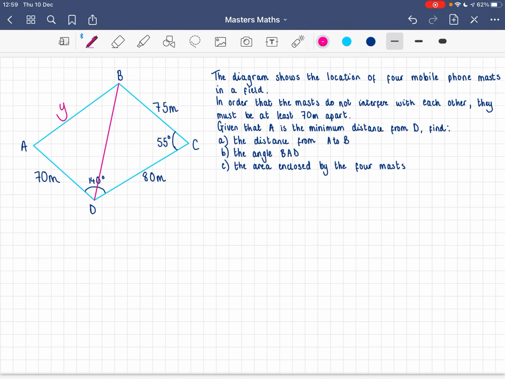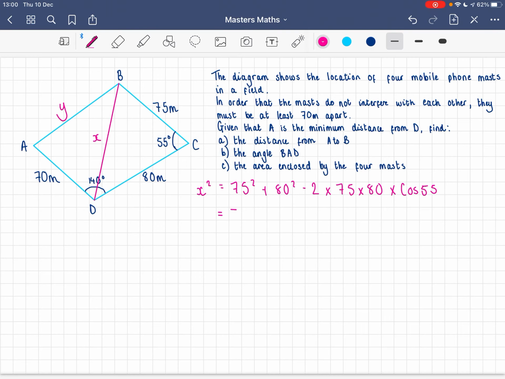I'm going to call it X, and I'm going to say that X squared is equal to 75 squared plus 80 squared minus 2 times 75 times 80 times cos A, which is 55. Work that out. I'm going to just put it straight in my calculator, which I know isn't best practice.